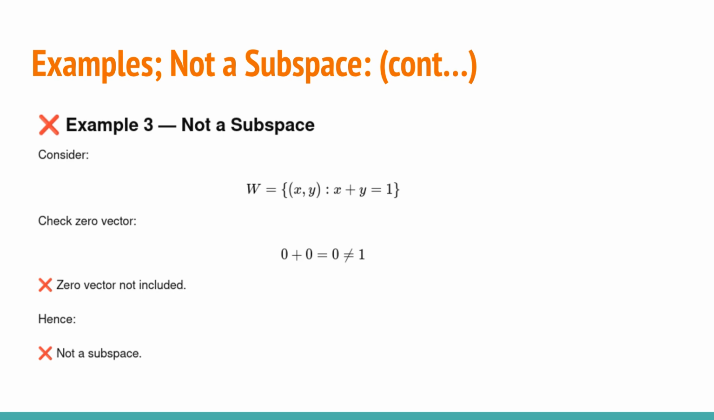Now, an example of something that is not a subspace. Consider W where x plus y equals 1. If we check the zero vector, 0 plus 0 equals 0, which does not equal 1. Since the zero vector is not included, W is not a subspace.